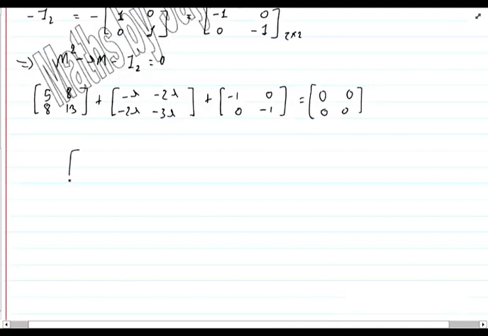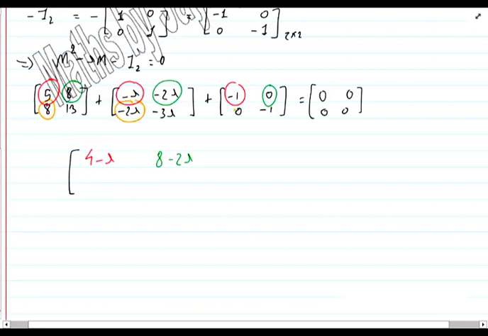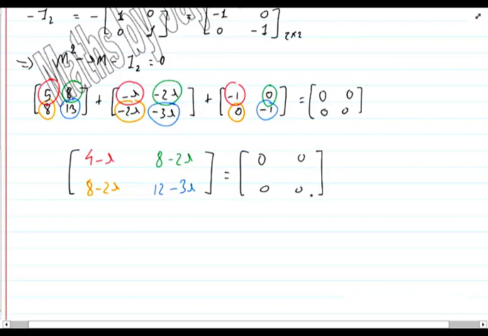The first term of the left hand side will be 5 minus lambda minus 1, which gives us 4 minus lambda. Then the second term is 8 minus 2 lambda and 0, so 8 minus 2 lambda. Then 8 minus 2 lambda and 0 give us 8 minus 2 lambda. And the last term is 13 minus 3 lambda minus 1, which gives us 12 minus 3 lambda. And the right hand side is 0, 0, 0 and 0, right?